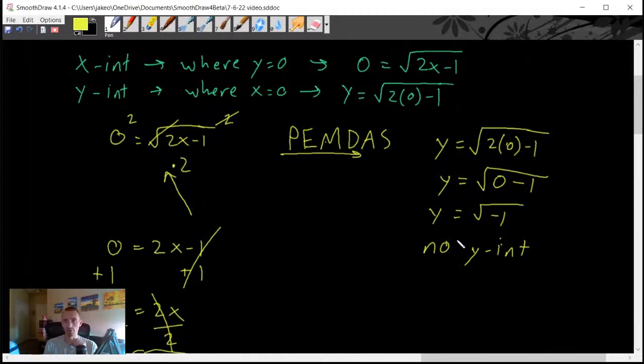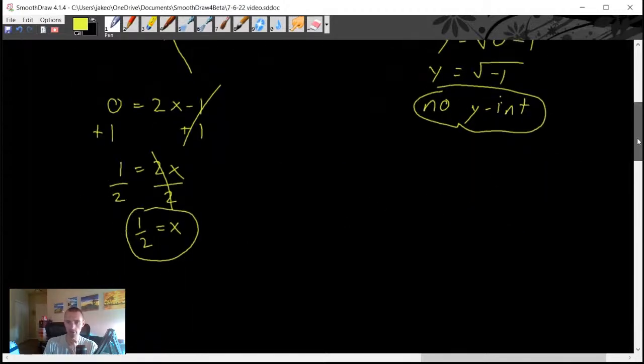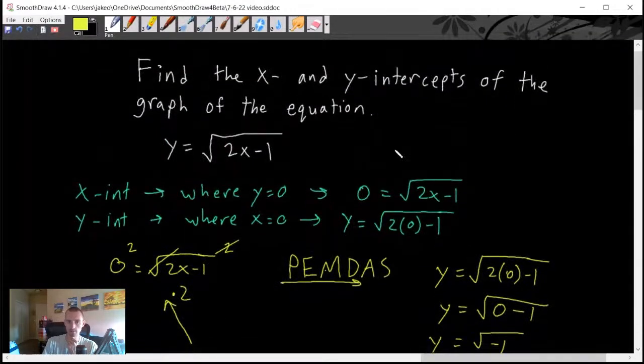You'd be able to see it graphically and visually, but also doing it algebraically this way confirms that the only value for y when x equals 0 is one that does not exist. You can't take the square root of a negative. So no y-intercept. We only have the x-intercept of 1/2, and that is all of our x and y-intercepts of this equation.